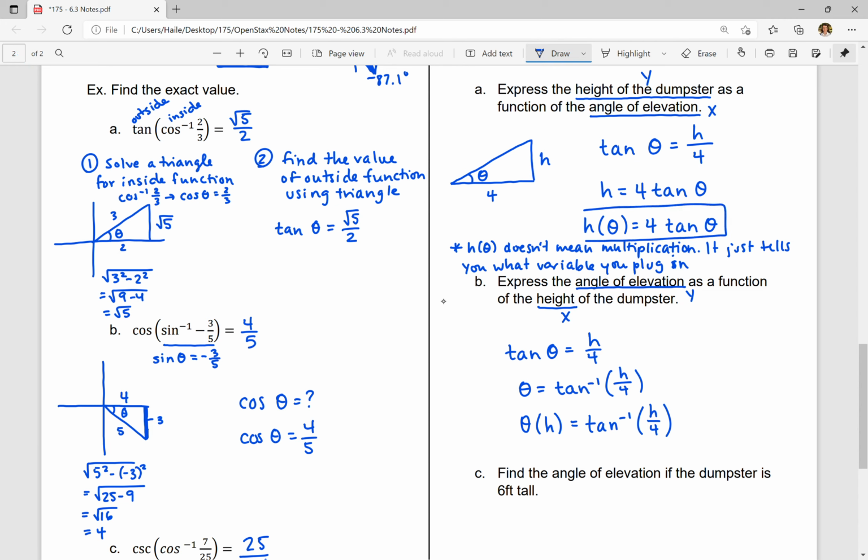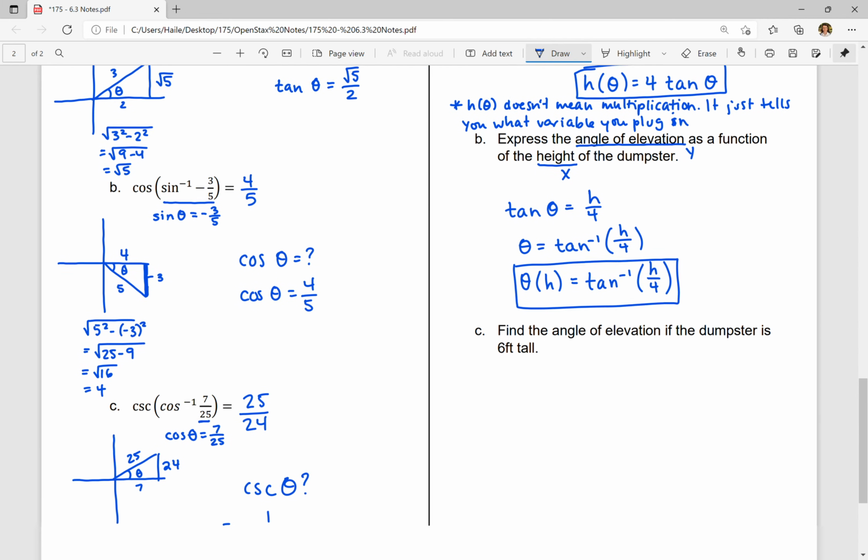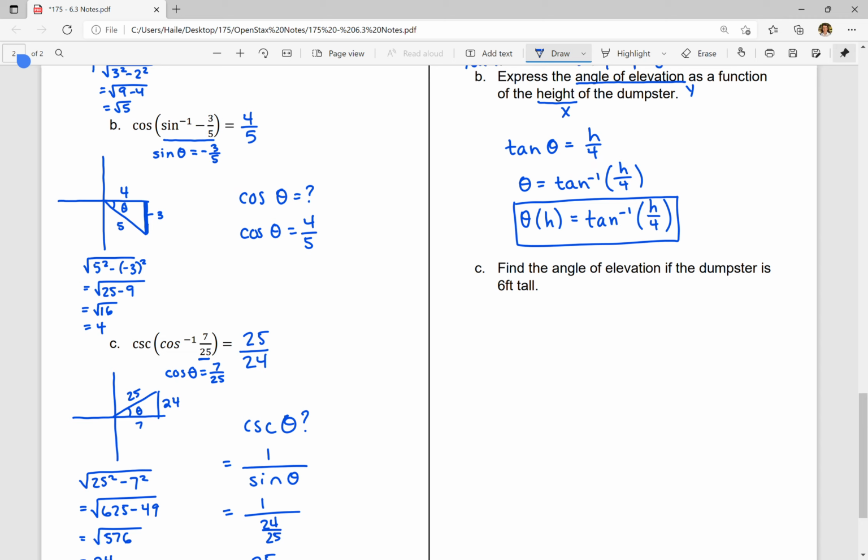Okay, so the last thing we want to do is take these two formulas we found and apply them to finding an answer for something. We're going to find the angle of elevation if the dumpster is 6 feet tall. Since I want to find the angle of elevation, I'm going to go with the formula that I found in part B. So I'm going to have my angle of elevation as a function of h is equal to tangent inverse of h over 4.